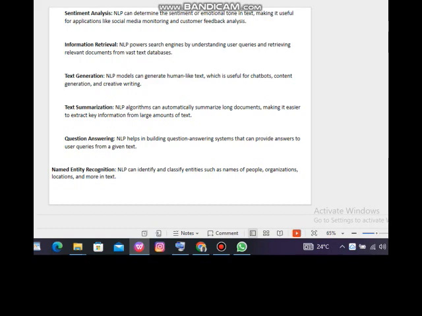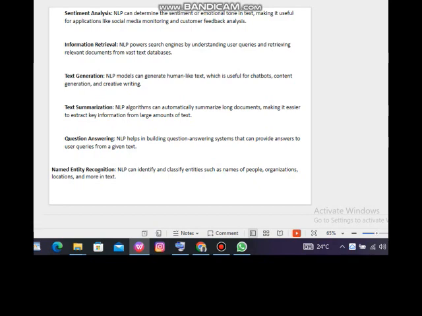Text summarization. NLP algorithms can automatically summarize long documents, making it easier to extract key information from large amounts of text. Question answering. They also help in building question answering systems that can provide answers to user queries from a given text.